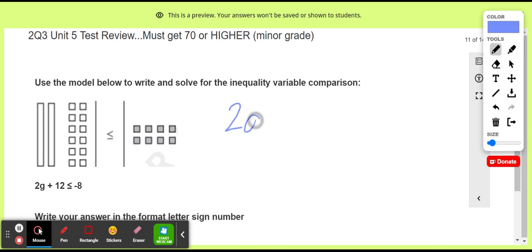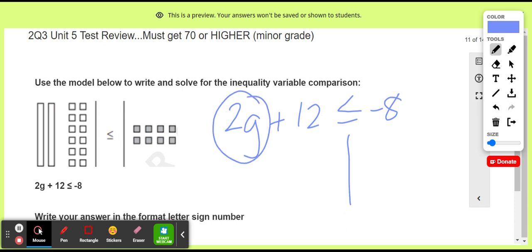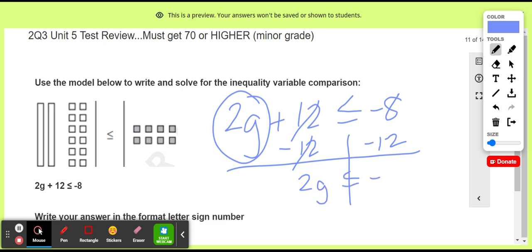We got 2g plus 12 is less than or equal to negative 8. We're going to set up and solve by circling a variable term and then separating the left side and right side. Subtract 12 from both sides. We have 2g less than or equal to. Because these are all negative, we're going to add them and combine. So we have negative 20. And then we divide both sides by 2. G is less than or equal to negative 20 divided by 2.